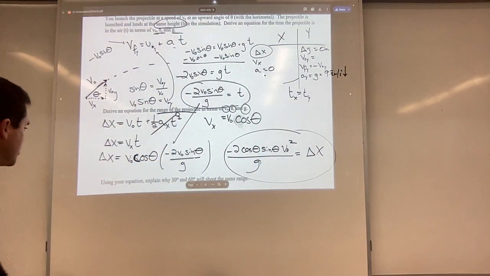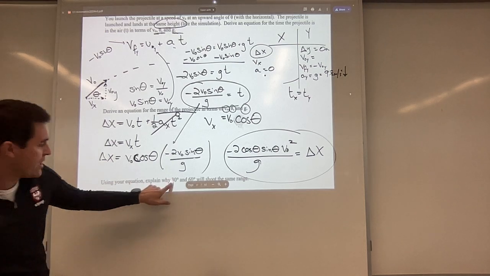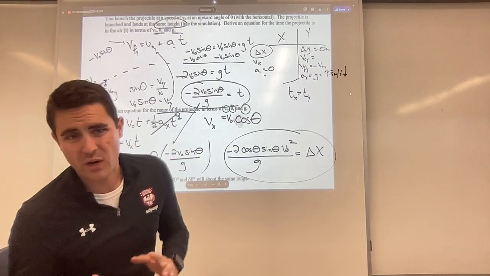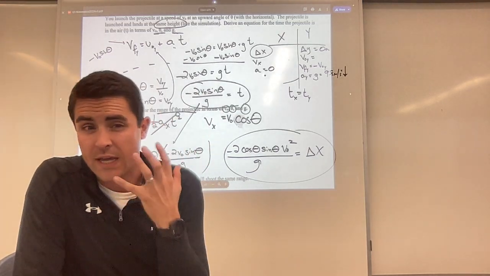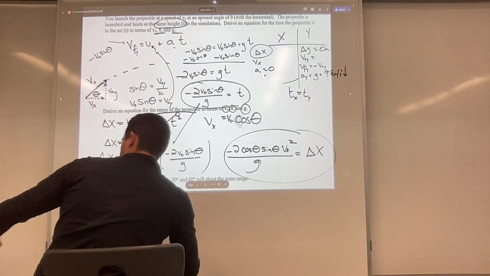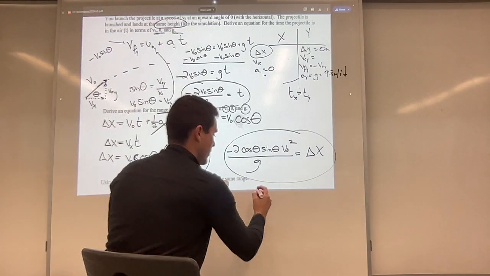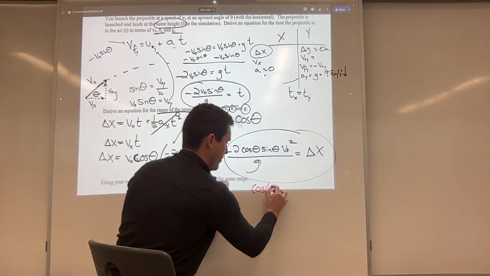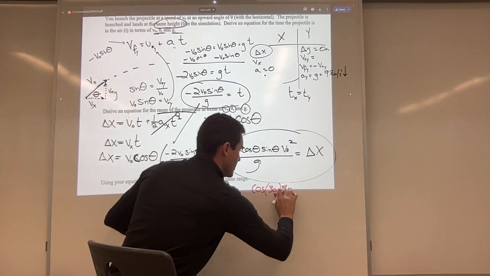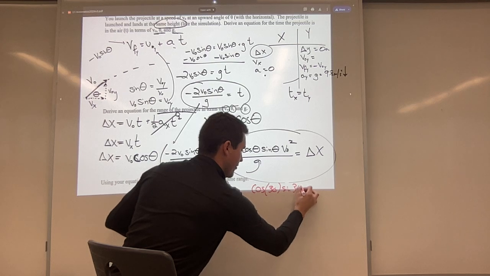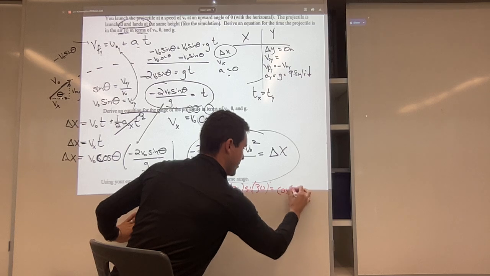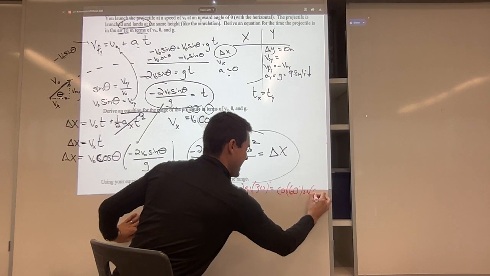We have one more problem at the bottom. It says, using your equation, explain why 30 degrees and 60 degrees will shoot the same range. This is not a deriving question, but it is a way for me to show my understanding of the equation that I produced. So basically what we're looking for here is this. Ask yourself, is cosine of 30 degrees times sine of 30 degrees equal to or different than cosine of 60 degrees times sine of 60 degrees?